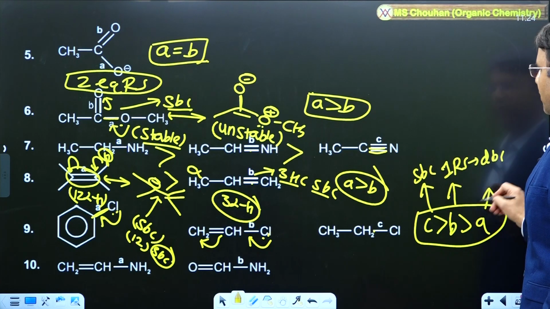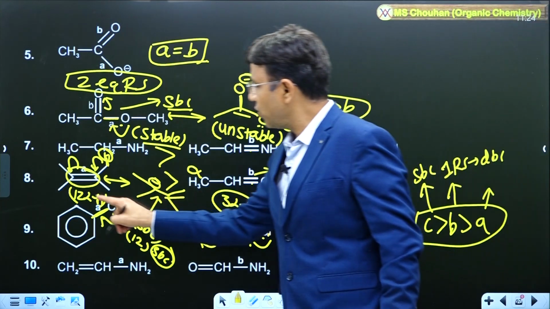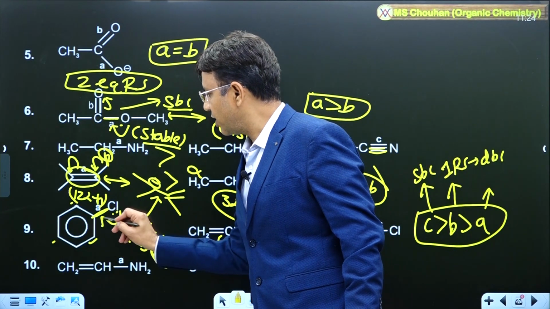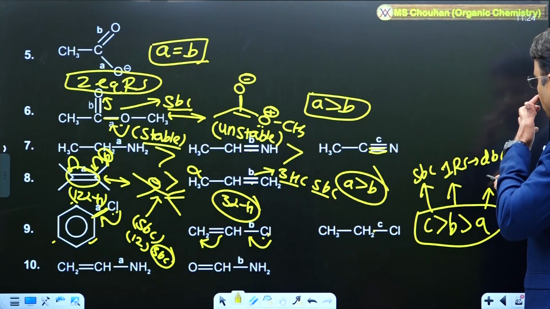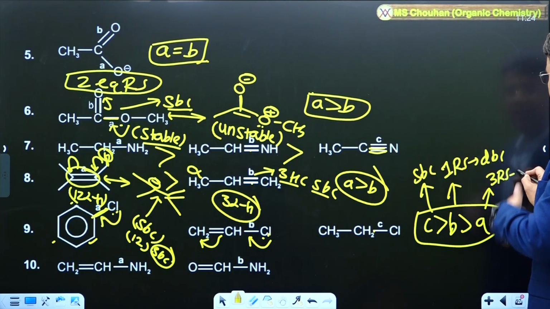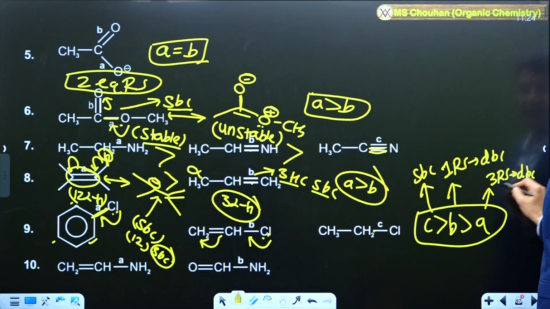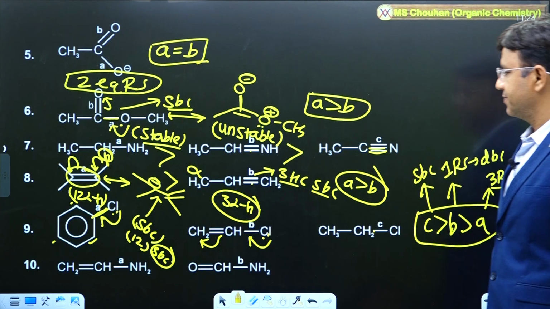In A, when we undergo resonance, there will be negative, negative, negative. In all these RS, this carbon-chlorine has double bond character. So for simplicity, I will write 3 RS has double bond character. Got it? What about 10th?